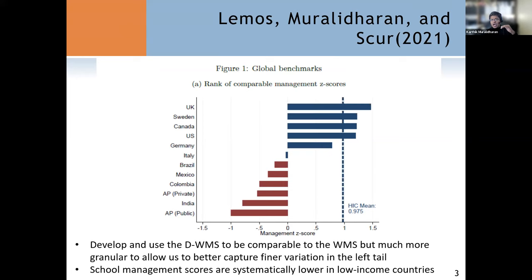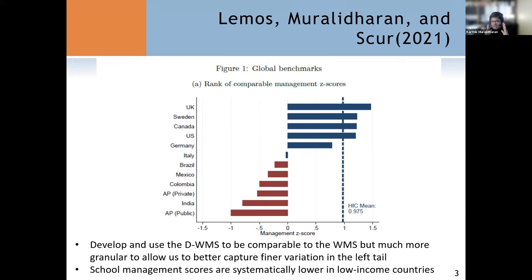So what will happen when you use the WMS in low-income settings is you will get a massive amount of bunching in the distribution that happens on the left-hand side. And so what we ended up needing to do is to develop and use a much more granular tool, which is the Development World Management Survey, that just takes the measurement in more and breaks it down to be more granular. And so the reason that matters is then you get a substantial amount of spread between 1 and 2 on this score, which otherwise you wouldn't have.